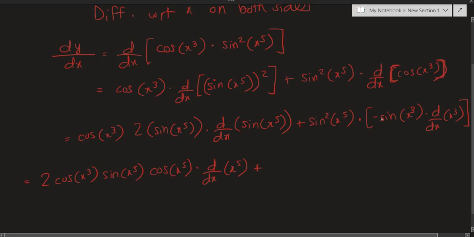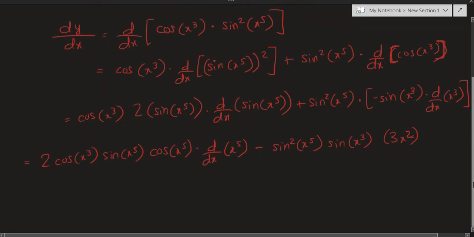Instead of a plus, why don't we put the negative up front? So we have a negative sine squared of x to the fifth power times sine of x cubed times, what's the derivative of x cubed? It's 3x squared, right? And no more functions are placed inside the x cubed, so we can end our chain rule here. So what's the derivative of x to the fifth? It's 5 times x to the fourth, right?